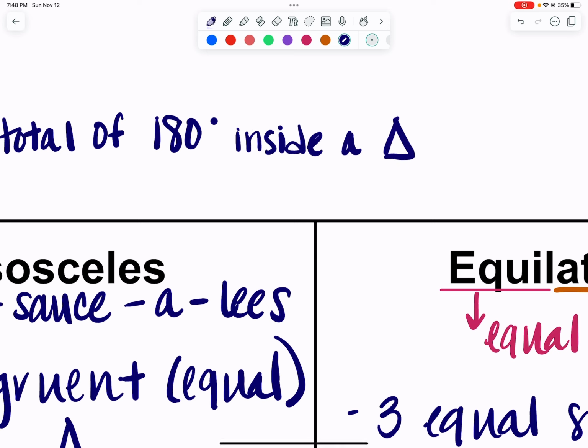The last type is a right triangle. This guy has exactly, and I'm not changing my mind this time, exactly one right angle. Remember, a right angle measures 90 degrees. That's why if you are ever really cold, go stand in the corner of the room because it's always 90 degrees. It'll be warmer there.